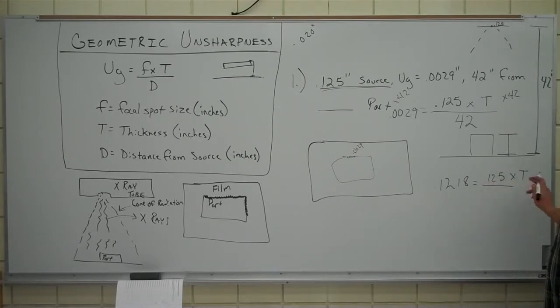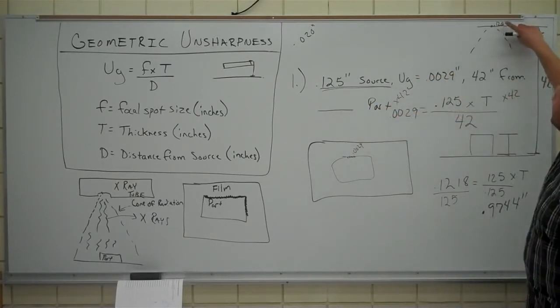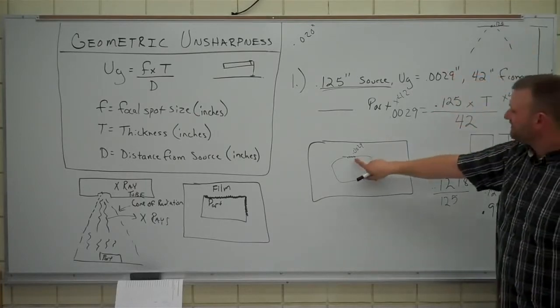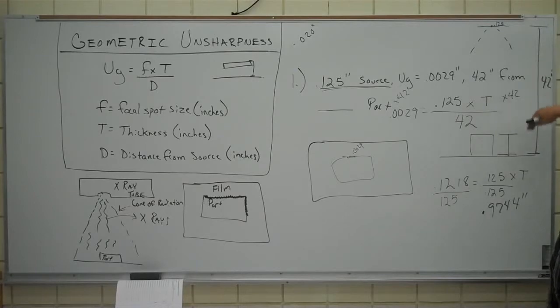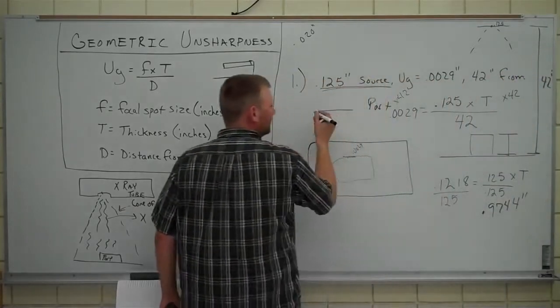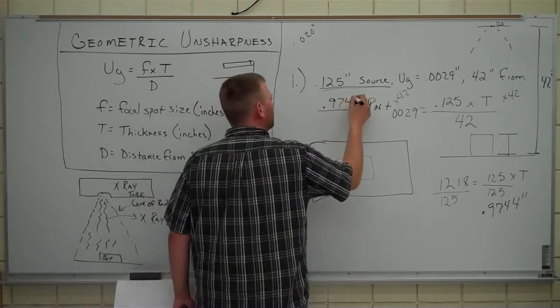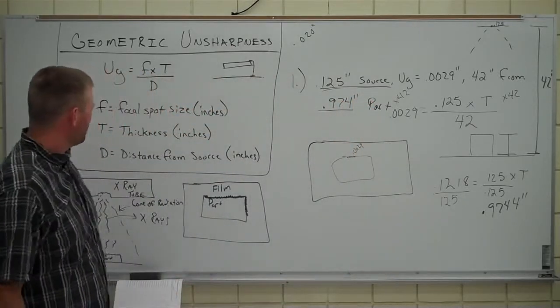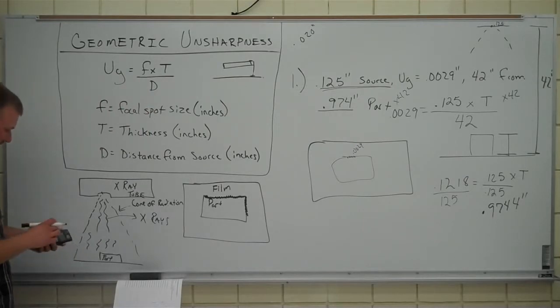From there, still trying to get T by himself. Algebra says do one thing over here, you got to do it over here. So we're dividing out 0.125 over here, dividing out 0.125 over here. So we take this number, 0.1218, divide that by 0.125, and you're going to get 0.9744 inches. So this guy says 0.125 inch source. We already know that our UG factor is 0.0029. This distance is 42 inches from a part that is 0.974 inches thick. Relatively easy. Give you a second again just to kind of take that in.